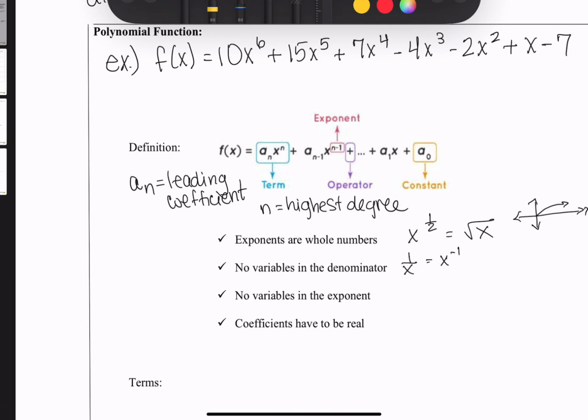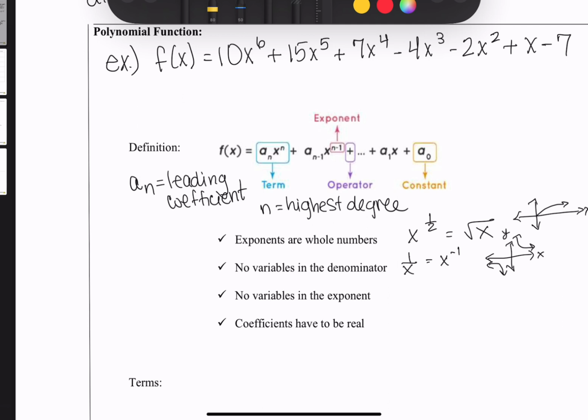And this function, not that you'll know this right now, we call this a hyperbola. There's my x-axis, there's my y-axis. It's not a continuous function. It's not a polynomial function.